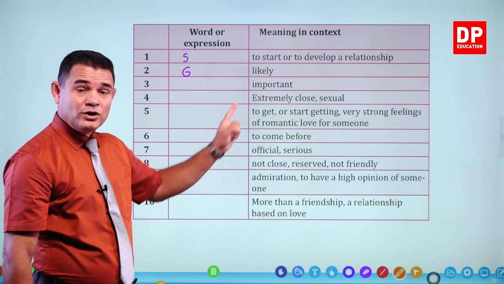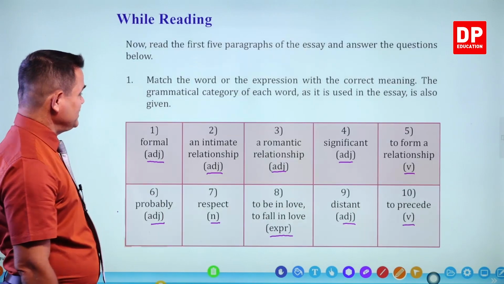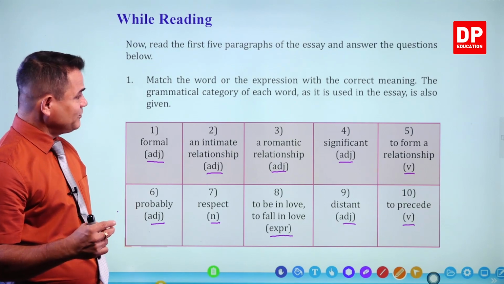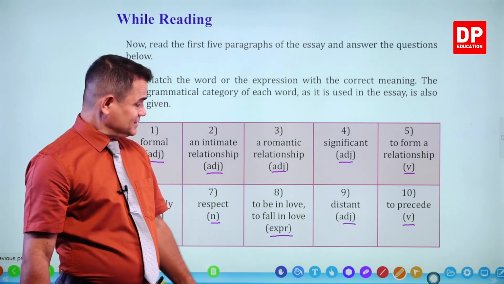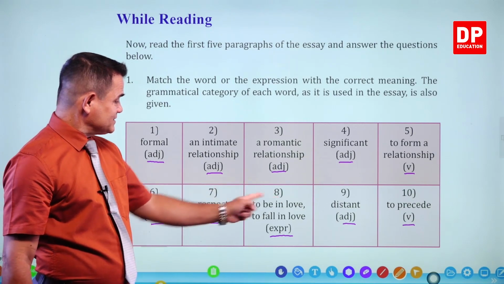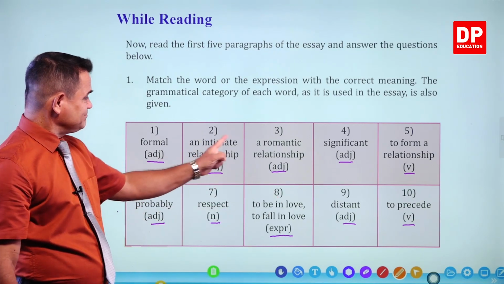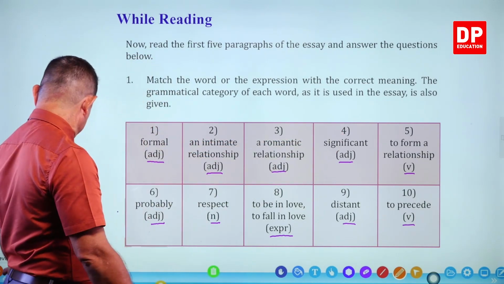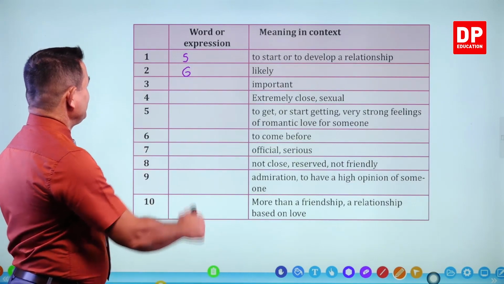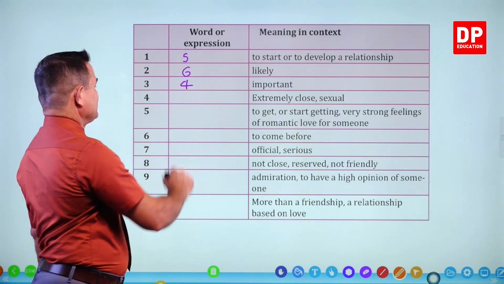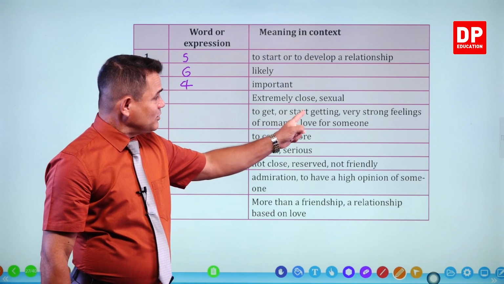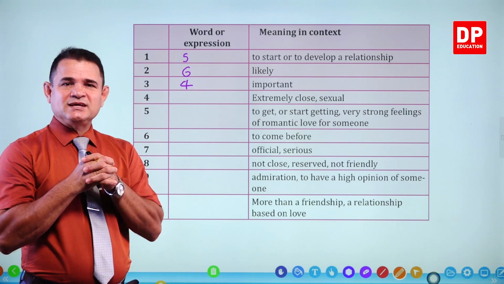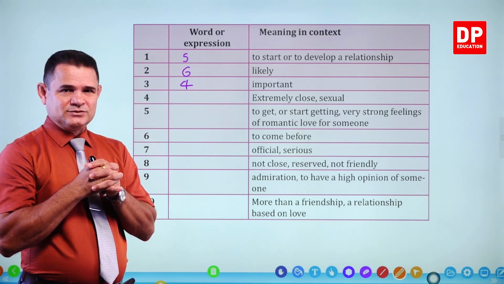And important, find the word important. වැදගත් කියන එක. Very. Is it precede, distance, respect? Which one? Very significant. Word number 4. And extremely close or sexual. Extremely close, ita sameepa, or sexual. And so that sort of words.